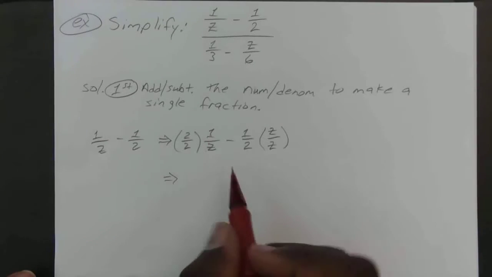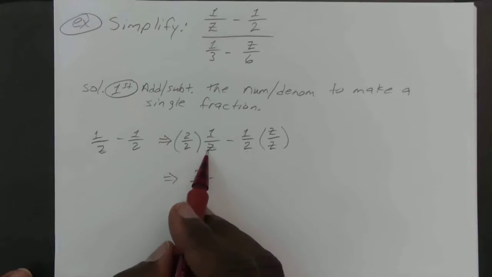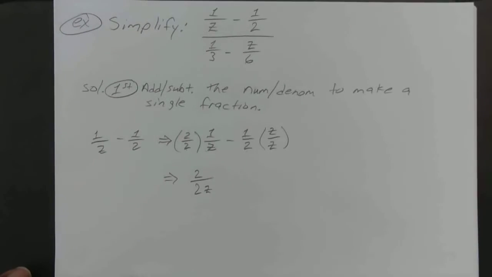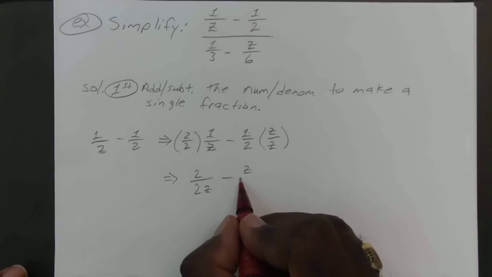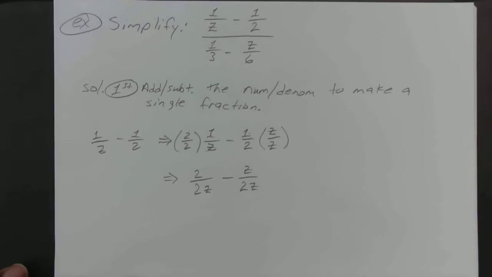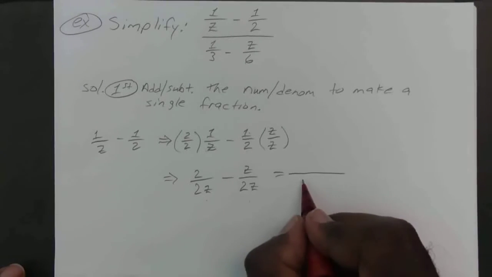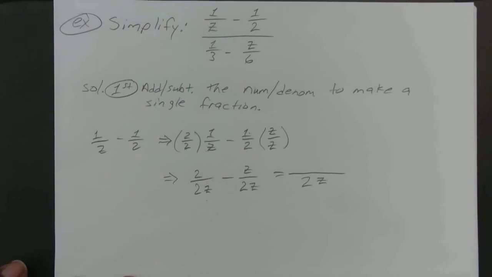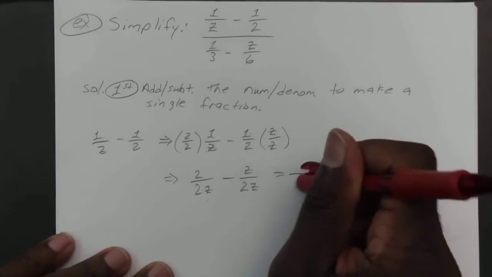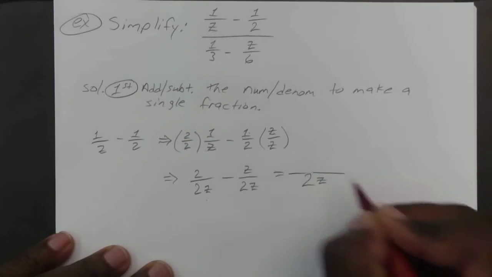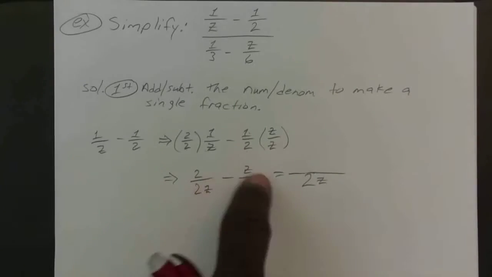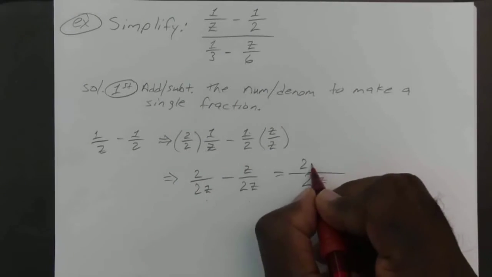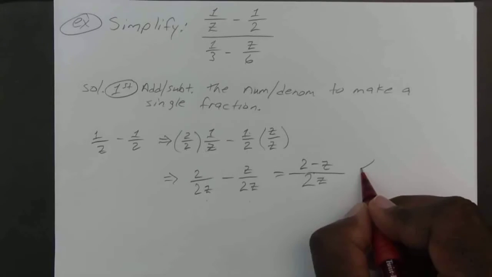Okay, so you have 2 times 1, which is 2, over 2 times z, which is 2z, minus 1 times z, which is z, over 2 times z, which is 2z. As long as your denominators match, your answer is going to be something over 2z. As you can see, when I write fast, my 2's look a little bit sloppy, so hence the line through the z. Now we just subtract our numerators. So 2 minus z. So we have our single fraction.